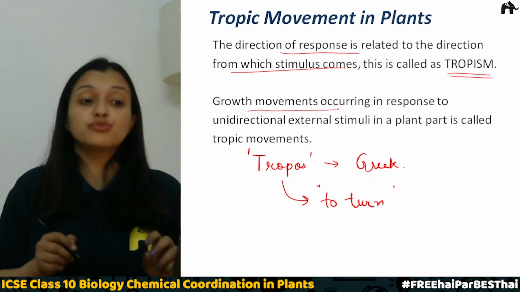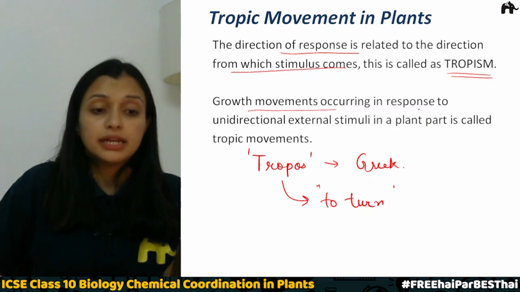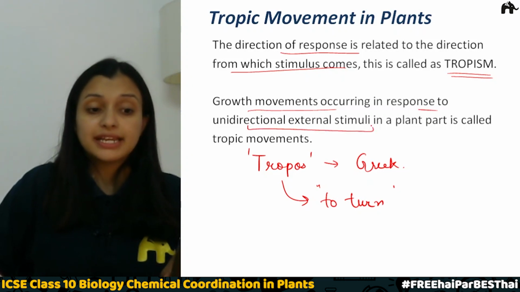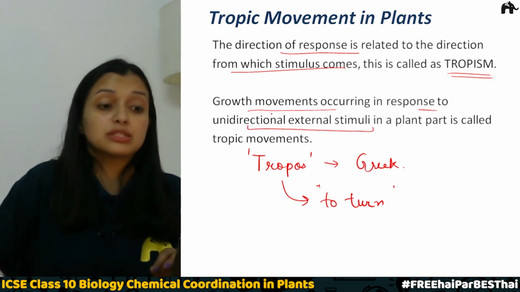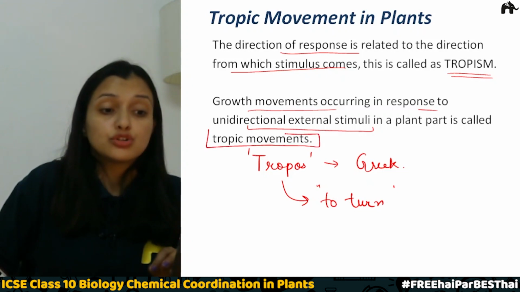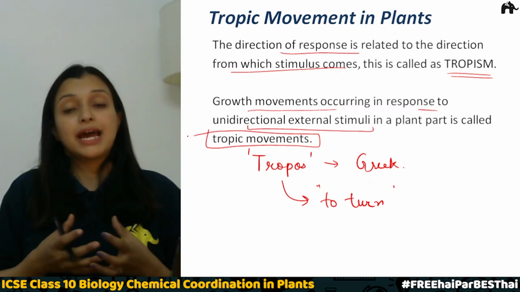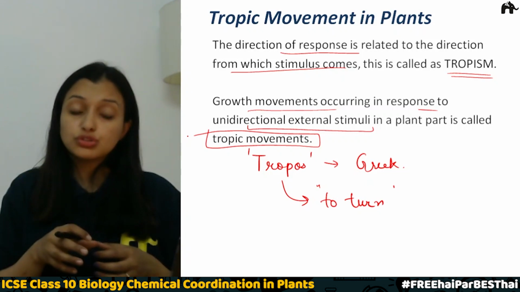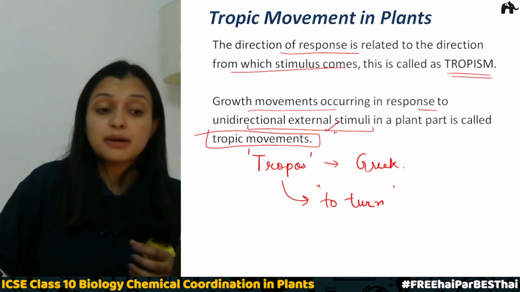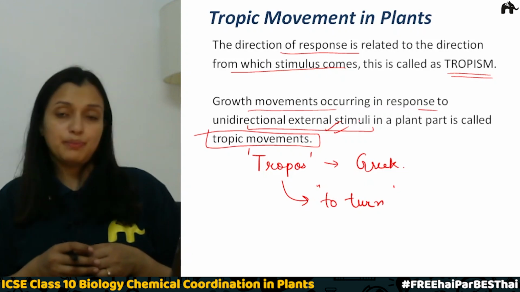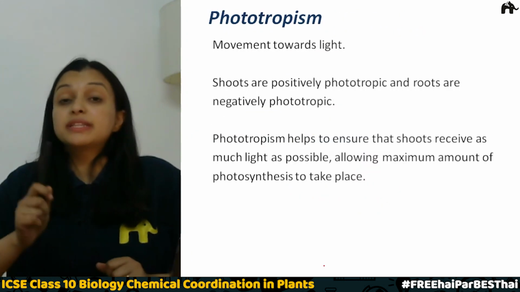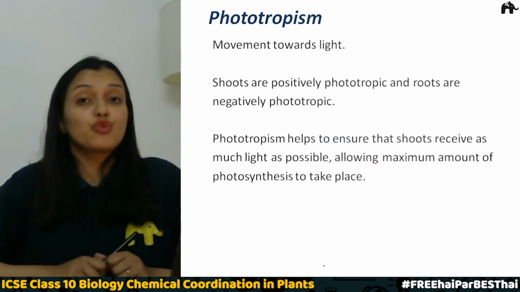Now the growth movements that occur in response to unidirectional external stimuli in plant parts are called tropic movements, right? So the growth movements are called tropic movements, and these growth movements are due to some external stimuli in plant parts. So let us start with our first tropic movement, that is phototropism.